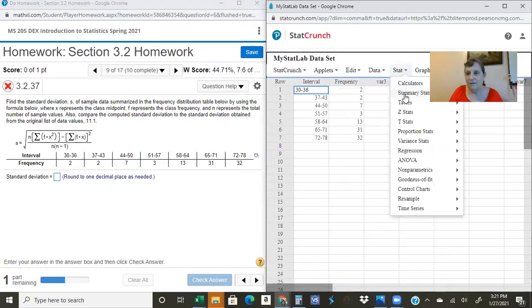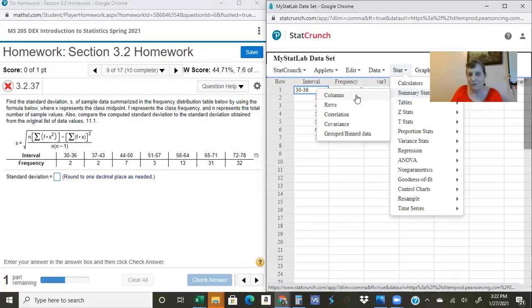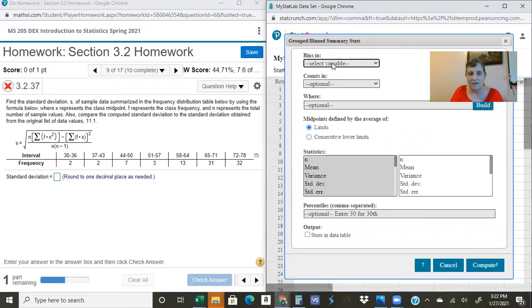If I go to Stat, Summary Stats, now instead of columns, with a frequency distribution, remember that you want to let it know that this is already grouped data or binned data, that all of the data has been put in these bins. So the groups and the bins and the classes all mean the same thing. So the bins are the intervals. The counts are the frequencies.